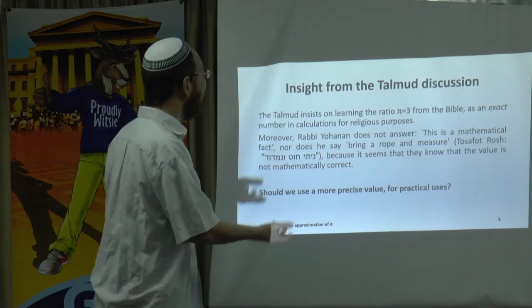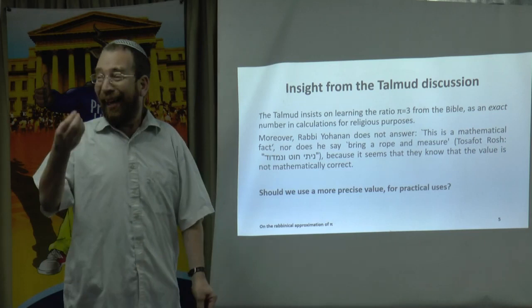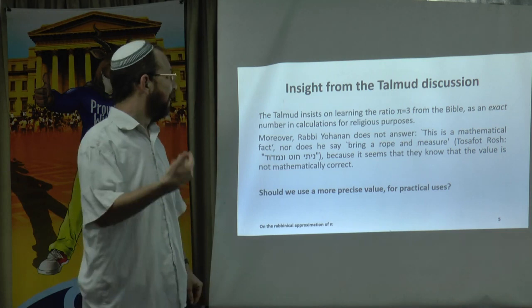So this is actually what we can say, that the Talmud insists on learning the ratio of pi equal 3 from the Bible. It's an exact number. It's an exact ratio between diameter and circumference.